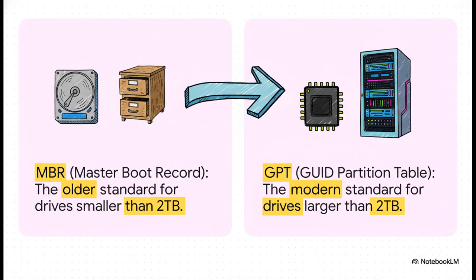MBR is the old school way, from back when hard drives were way smaller. GPT is the new modern standard. It's more reliable, it's better at handling errors, and, this is the big one, it's absolutely required for any drive bigger than 2 terabytes. So bottom line, if you just bought a new drive for a modern computer, just choose GPT. It's almost always the right answer.